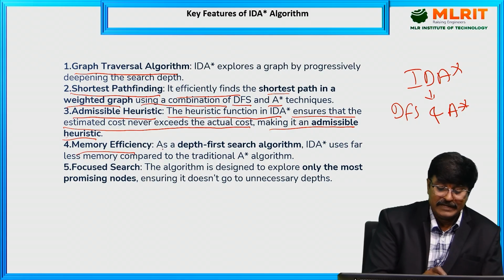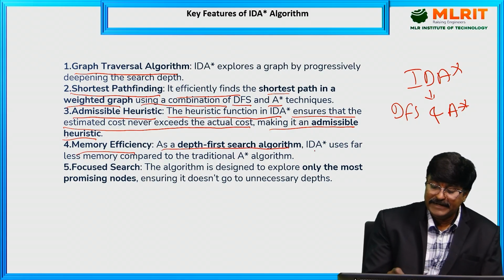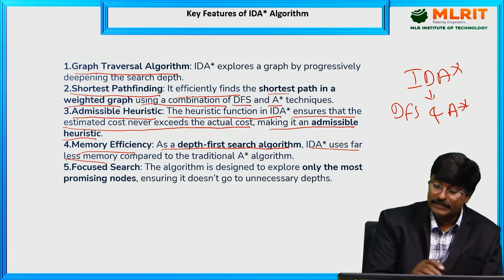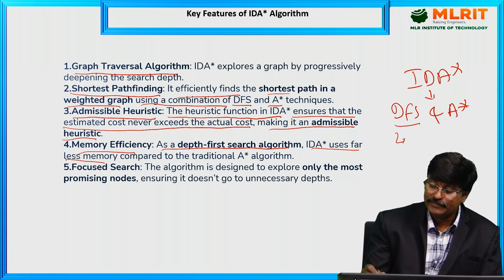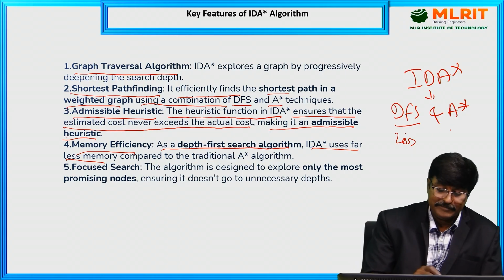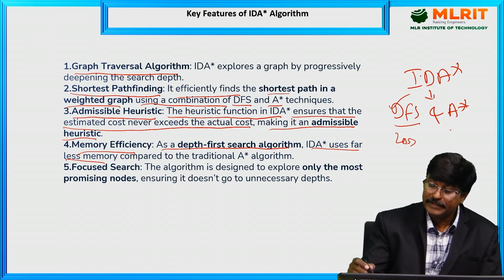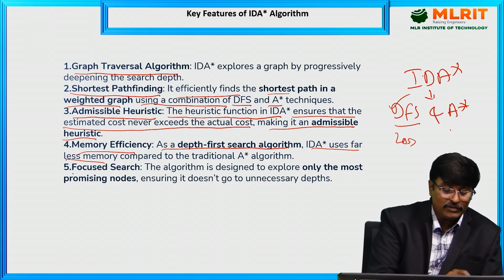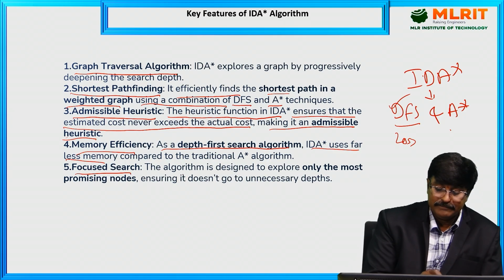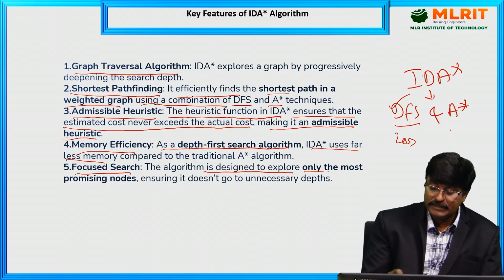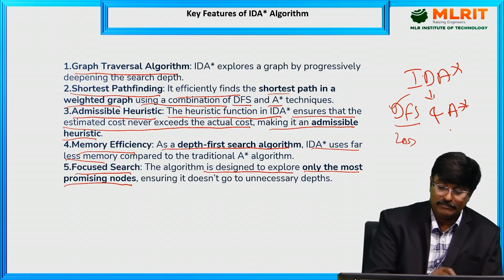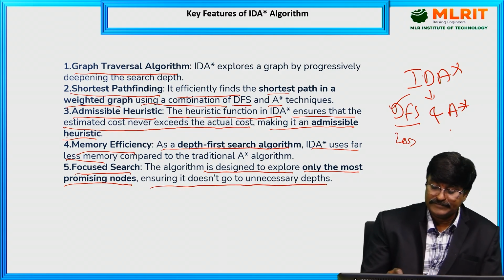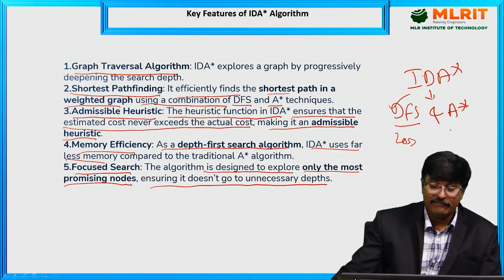Memory efficiency: as a depth first search algorithm, IDA-star uses far less memory. In IDA-star, with depth first search, you are using less memory compared to the other algorithms. So this advantage you are taking in IDA-star. Focused search: the algorithm is designed to explore only the most promising, most relevant nodes, ensuring it doesn't go to unnecessary depths. That is the advantage in these cases.